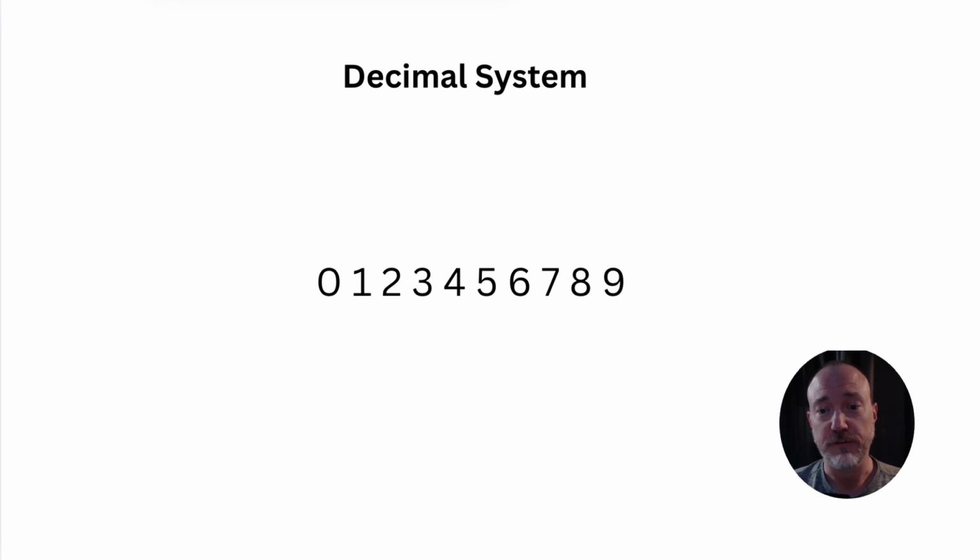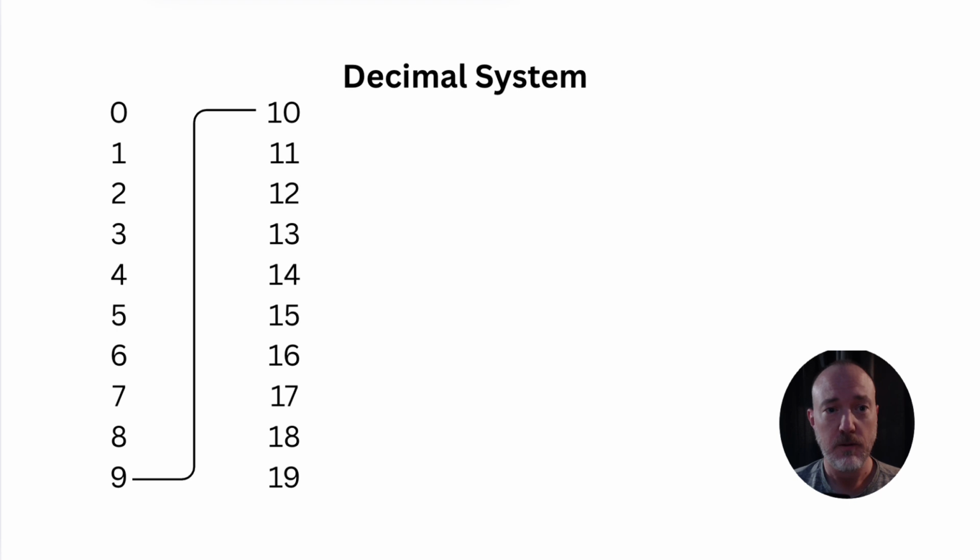So the decimal system, we have 10 unique digits: 0, 1, 2, 3, 4, 5, 6, 7, 8, and 9. This is very familiar to us, pretty intuitive. When we count 0 through 9, when we get to 9, we run out of digits. We don't have any more unique characters. So we increment the place to the left by 1, which was a 0. Now it becomes a 1. And then we start back over at 0. So this is how we get 10.